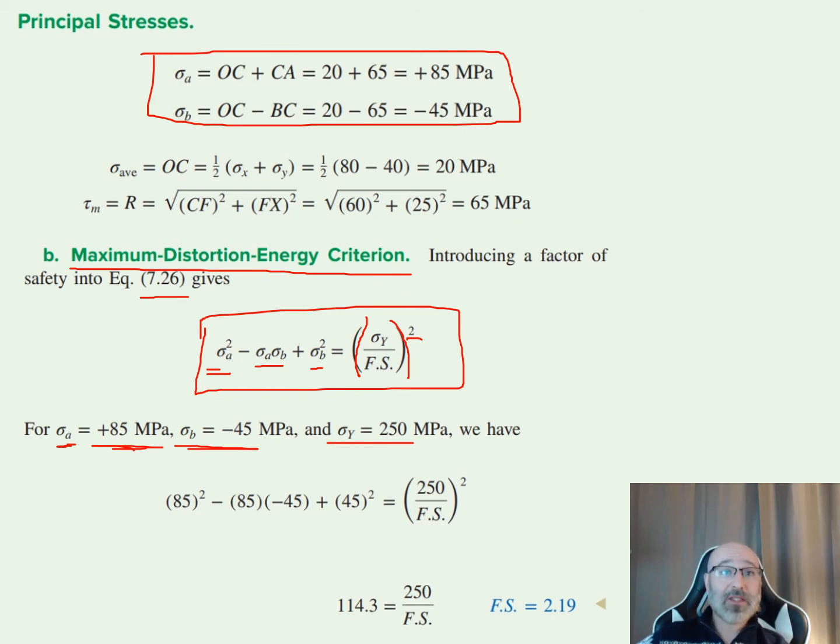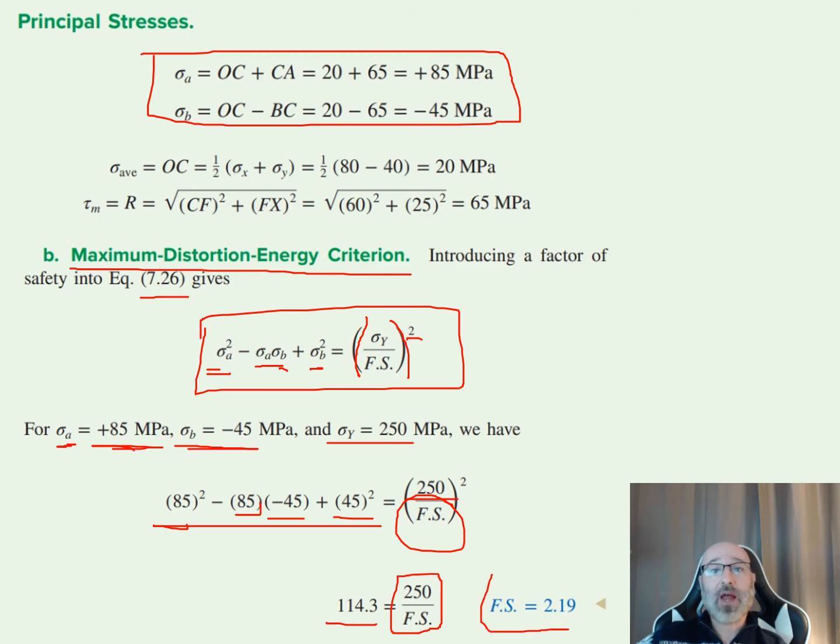So we can plug that in there. Our sigma A is 85, sigma B is negative 45. We're squaring that so the negative goes away. Then we had our sigma Y, which is given to us in the problem statement as 250, all over our factor of safety right there. So that's our only unknown, one equation, one unknown. We end up doing the math out over here. We say that 114.3 is equal to 250 over our factor of safety. So we solve that out, and our factor of safety from our maximum distortion energy criterion ends up being 2.19.